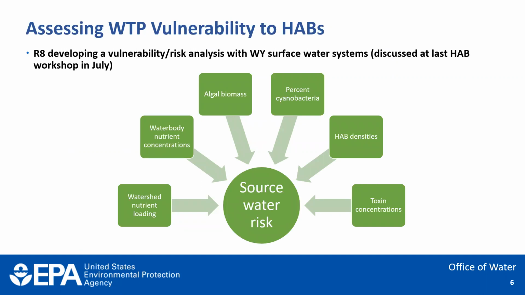I'll transition now. If you recall from one of the earlier slides, that stepwise approach that US EPA put together, they talk about in the first step, assessing vulnerability of your source. This was something that the state of Wyoming and EPA Region 8, which has primacy for the drinking water over Wyoming, had that question: which of my water systems are vulnerable to HABs, and how can we assess that?